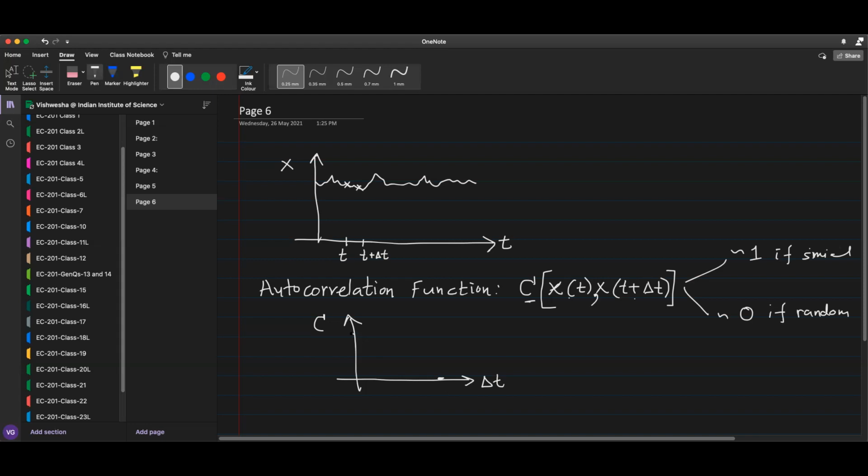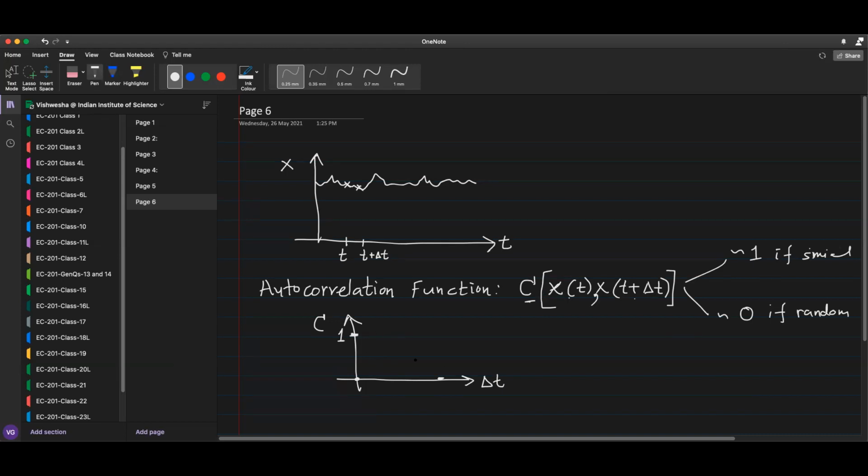Let's take the limit of delta t equal to 0. What will that value be? It will be 1, right? It's a value with itself. The correlation of x with itself at the same time will be 1. So the maximum value it can take is 1 if they are highly similar, right?